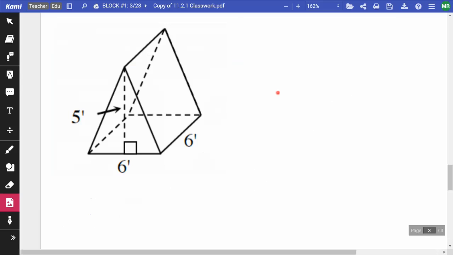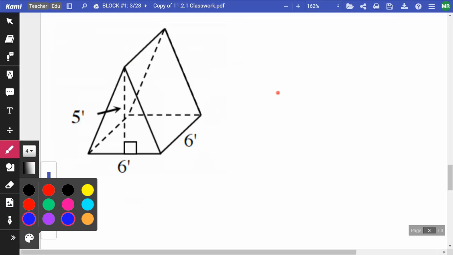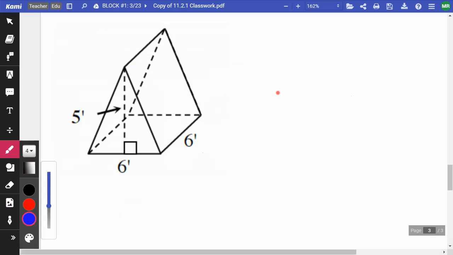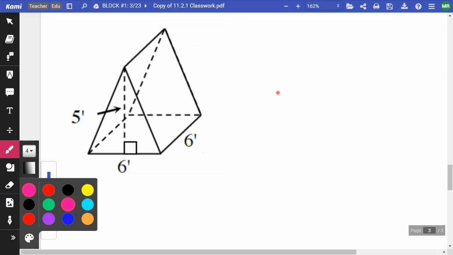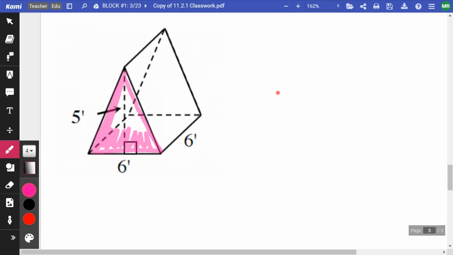Okay, so on this, when I'm trying to find the volume, I need to find the area of the base. And my base is this triangle. So I need to find the area of this triangle, and then I'm going to times that by the height. Okay, so this is my base. I want to get this a little thicker. So, okay, this is my base.